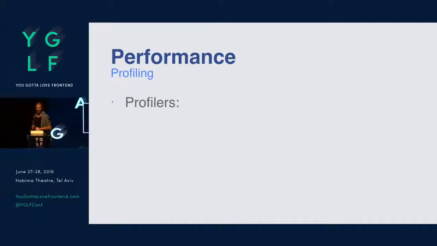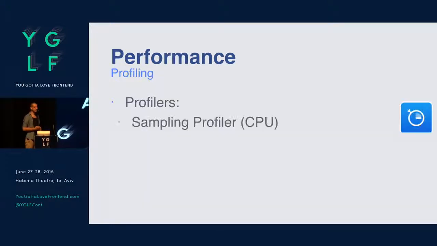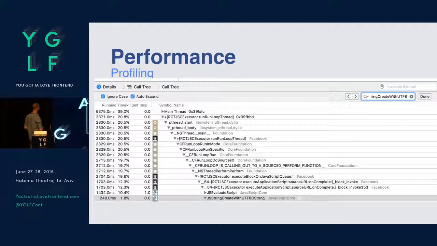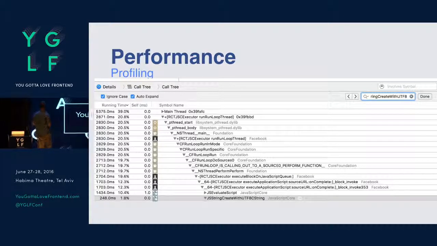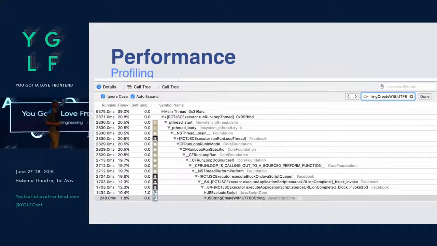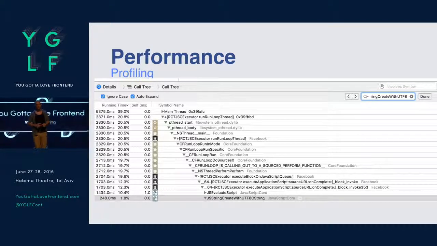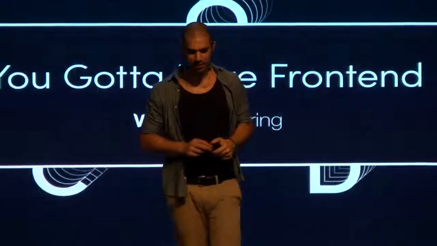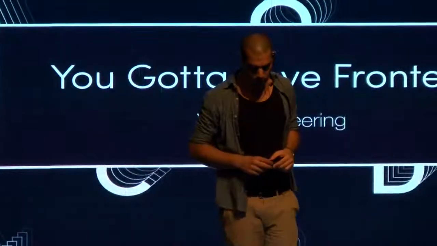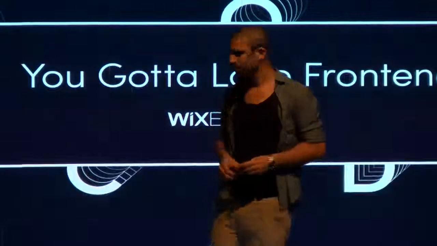We use two different types of profilers. The first one is a sampling profiler, which basically runs your code and tells you where you spend your time. We use Apple's Instruments to do that, but I'll talk about web developer tools in a second. And when we ran React Native, we noticed that almost a quarter of a second, which is a lot for us, is being spent on a function with a catchy name: JSStringCreateWithUTF8String. I love this function.